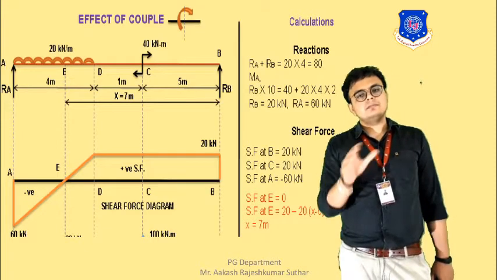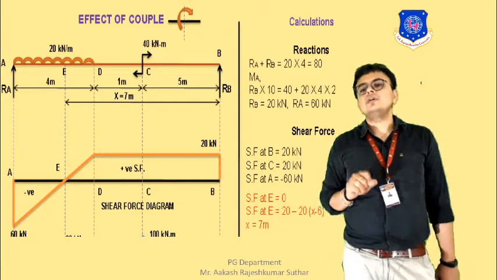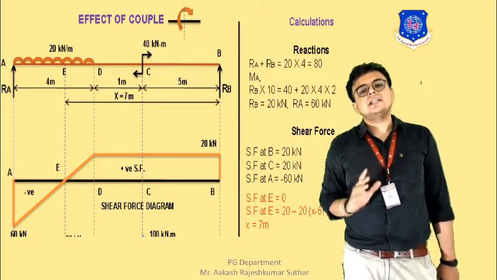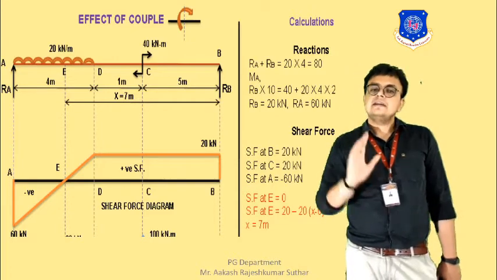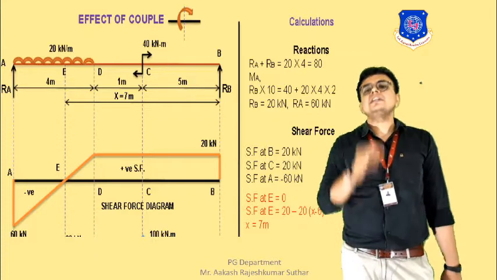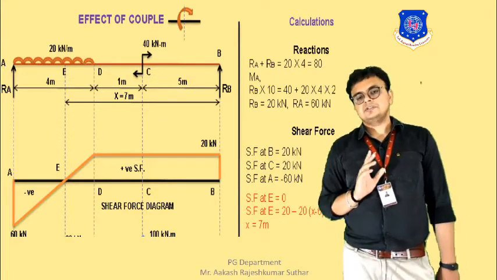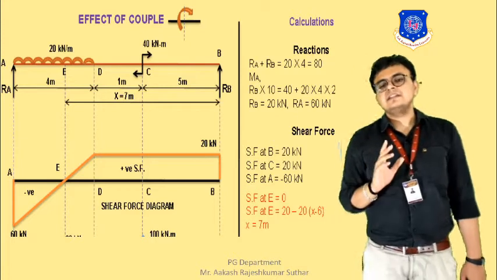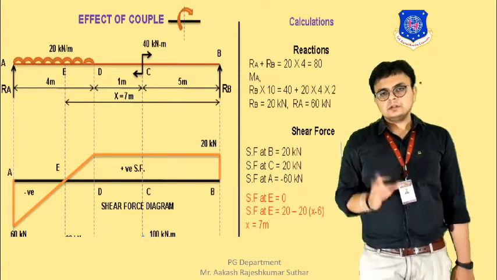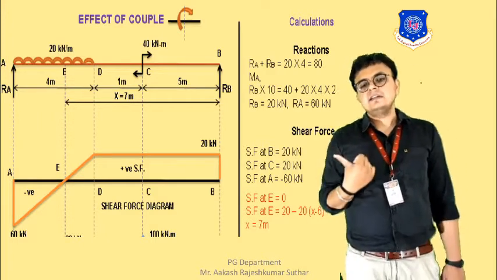We have to make the UDL concentrated, so 20 into 4 into 2. Finally we are getting the reaction at B equal to 20 kilonewton, and after subtracting it from 80, we are getting the reaction of 60 kilonewton at A. So we have found the reactions. Now the next thing required is the shear force. Ultimately let's start with the right hand side, that is B.